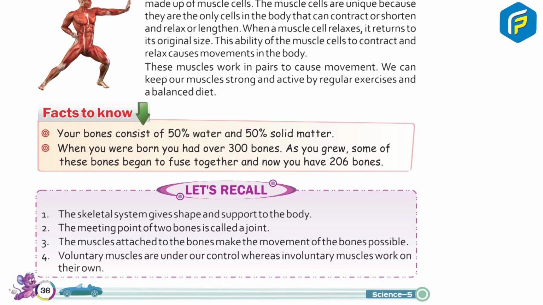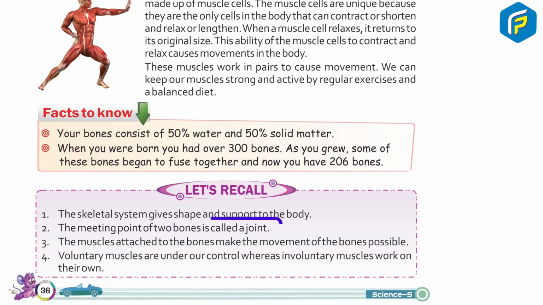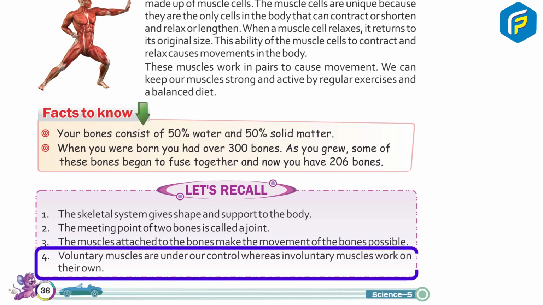Let's recall. 1. The skeletal system gives shape and support to the body. 2. The meeting point of two bones is called a joint. 3. The muscles attached to the bones make the movement of the bones possible. 4. Voluntary muscles are under our control, whereas involuntary muscles work on their own.